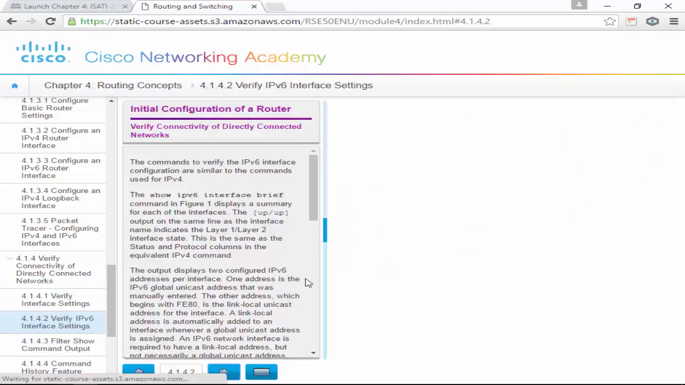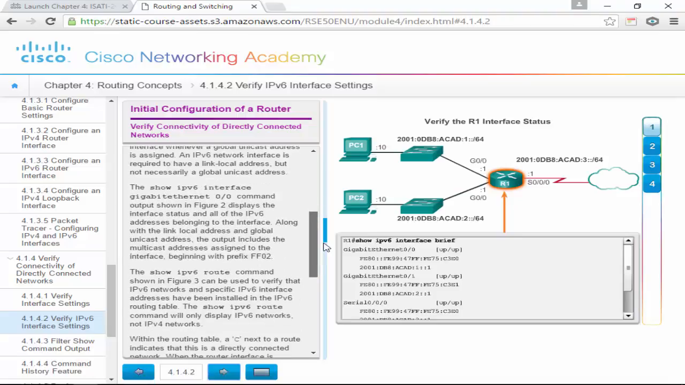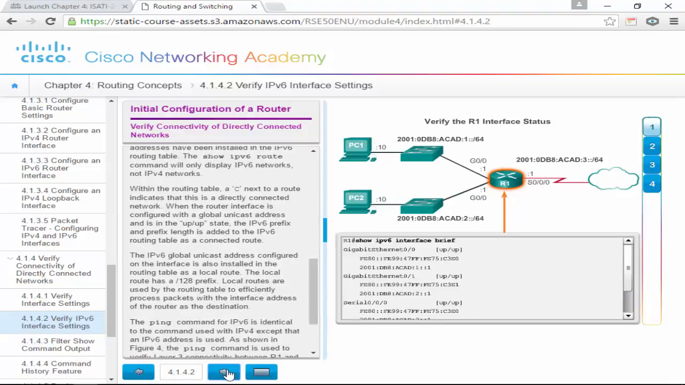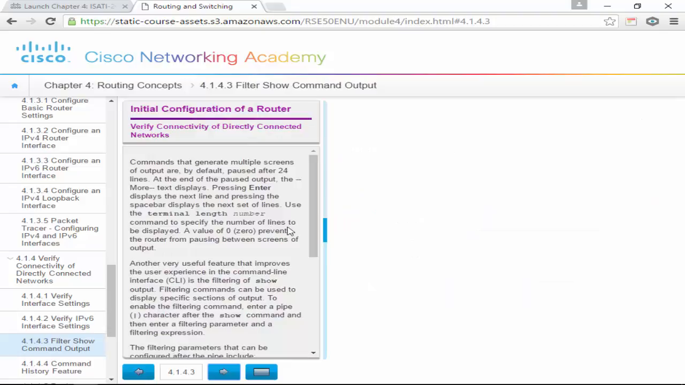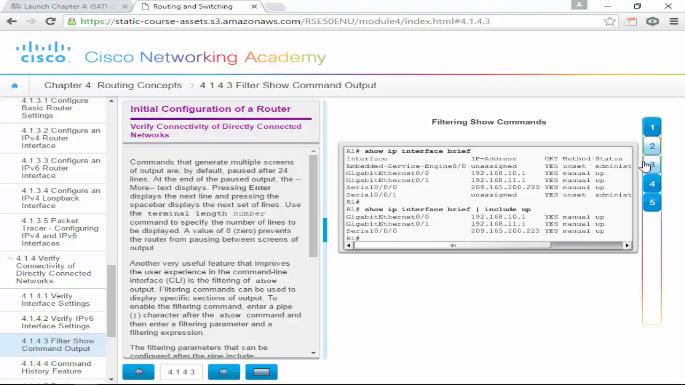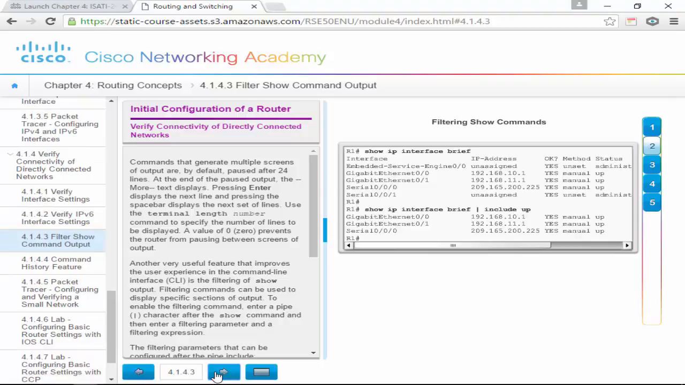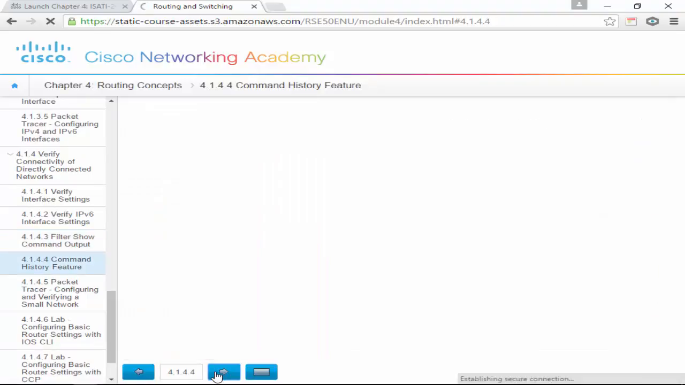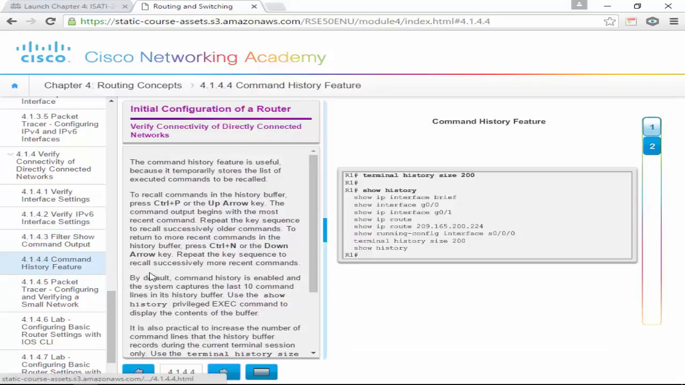Okay, so verify IP version 6 settings. Basically the same commands, but with IP version 6. Do we have anything new? No, we do not. You can filter show commands by using the pipe command. You guys can look through that if you're interested. I've never used it, so I'm not even going to worry about it. It's better to know where everything is on your router, but I guess if you have a huge configuration, it wouldn't be bad to know.